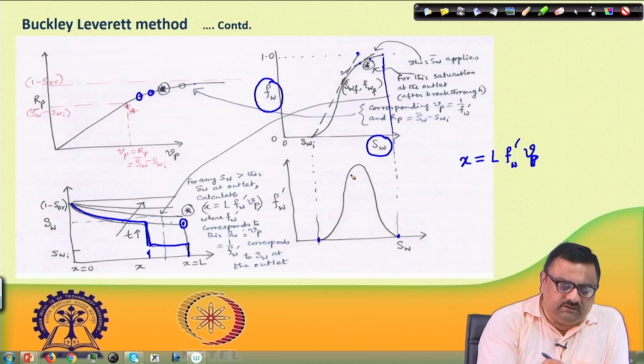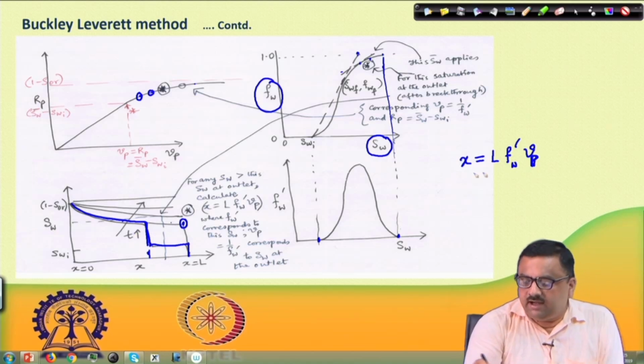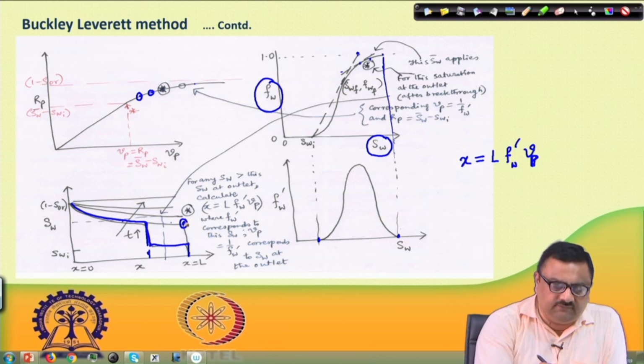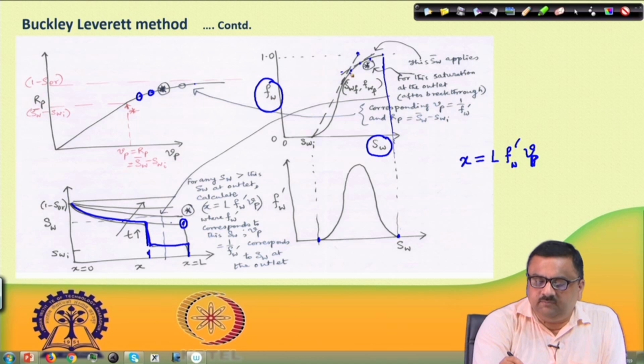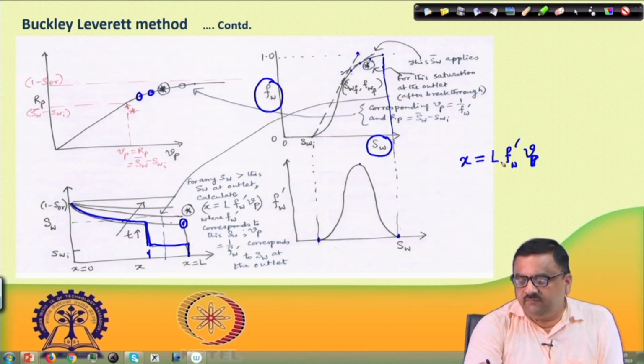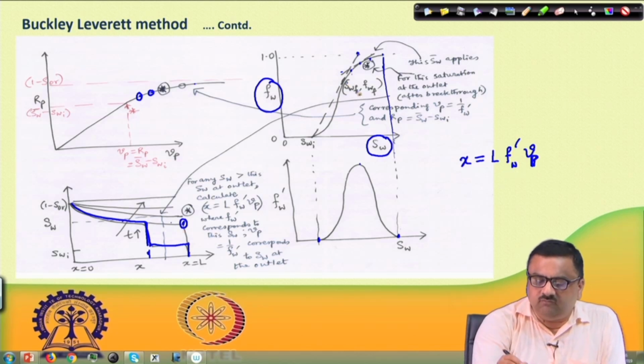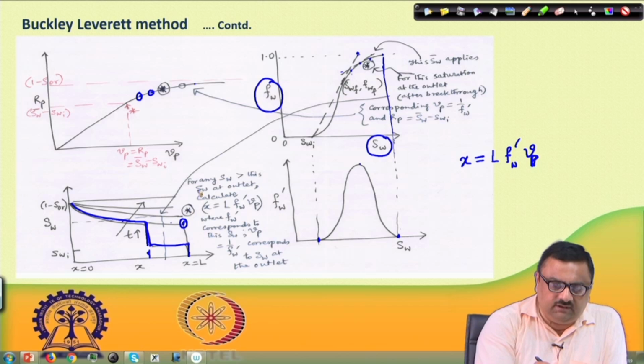So, from there, at any location, for any saturation, let us say I pick up this as the front saturation, and any other saturation which is higher, the corresponding FW prime I need to find out, and for the same, Vp is fixed. See, once we have, if this is the Buckley-Leverett front, when the Buckley-Leverett front reaches the outlet, that means this is SWF.